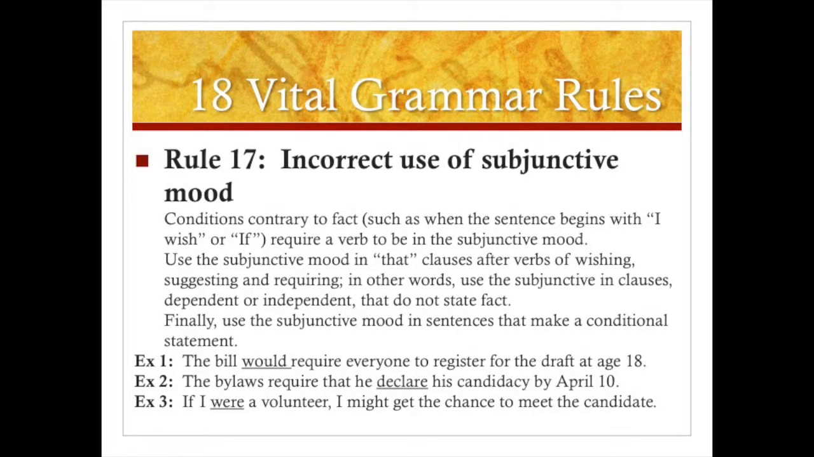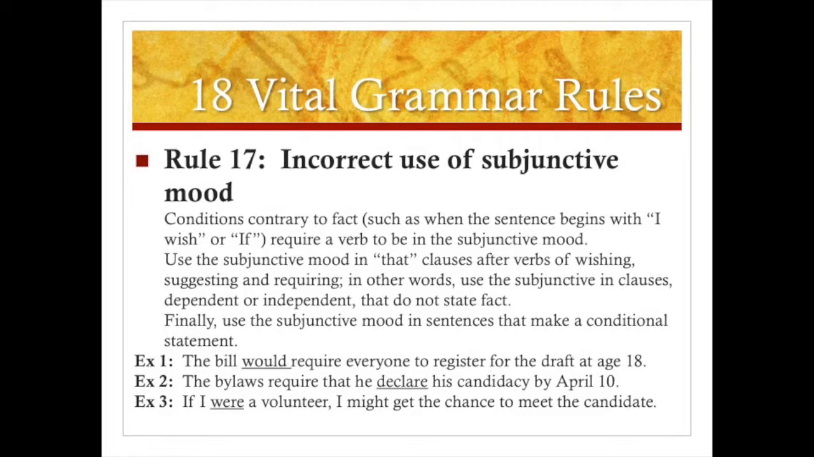For example, the bill would require everyone to register for the draft at age 18, not "the bill will require." Again, the bill hasn't been approved yet, so you can't say "the bill will." That would mean it would be factual. But in this case, we don't know if the bill has passed or not, so we're saying if the bill does pass. Again, if the bill passes, then it would require everyone to register for the draft at age 18.